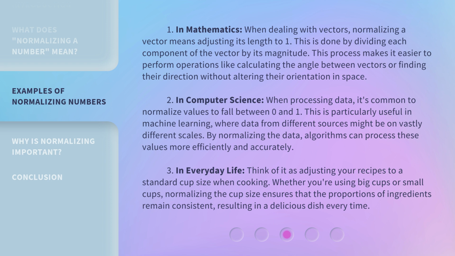2. In computer science, when processing data, it's common to normalize values to fall between 0 and 1. This is particularly useful in machine learning, where data from different sources might be on vastly different scales. By normalizing the data, algorithms can process these values more efficiently and accurately.